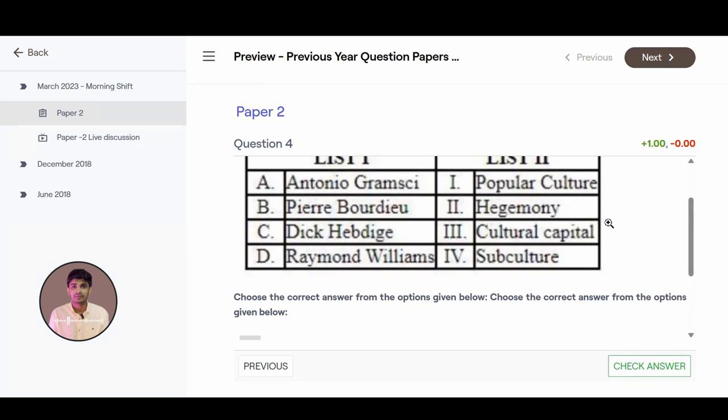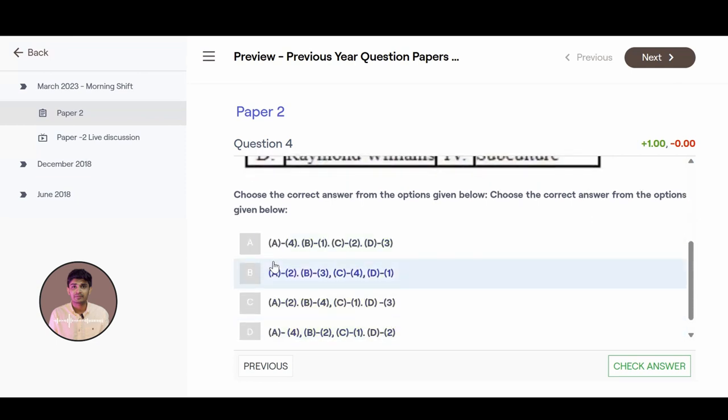All right. Now, you may not be familiar with Dick Hebdige, though you should be. It could be that you may not be familiar, but you should be familiar with Raymond Williams, right? And Raymond Williams is associated with popular culture. If you study cultural studies, the first person you would come across would probably be Raymond Williams, no doubt about that. So that leaves us with Dick Hebdige, who is connected to subculture. So that is how you should answer this question.